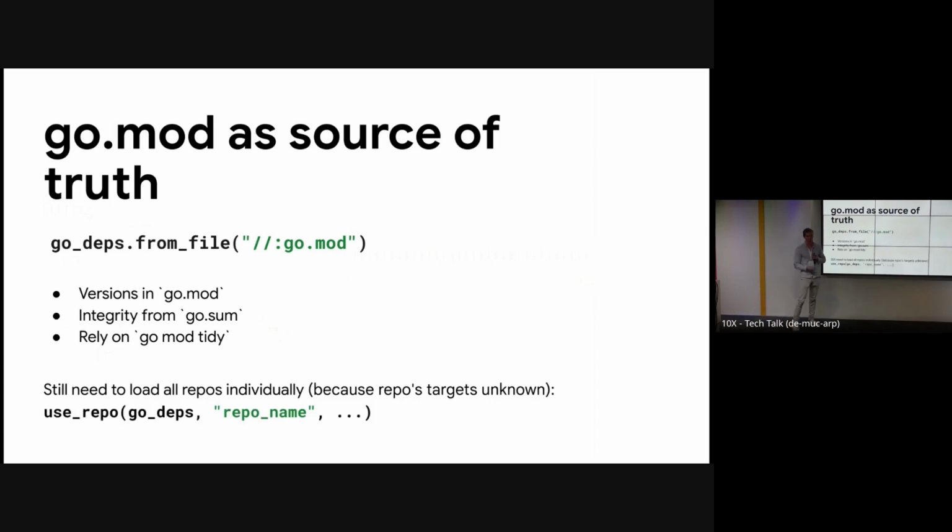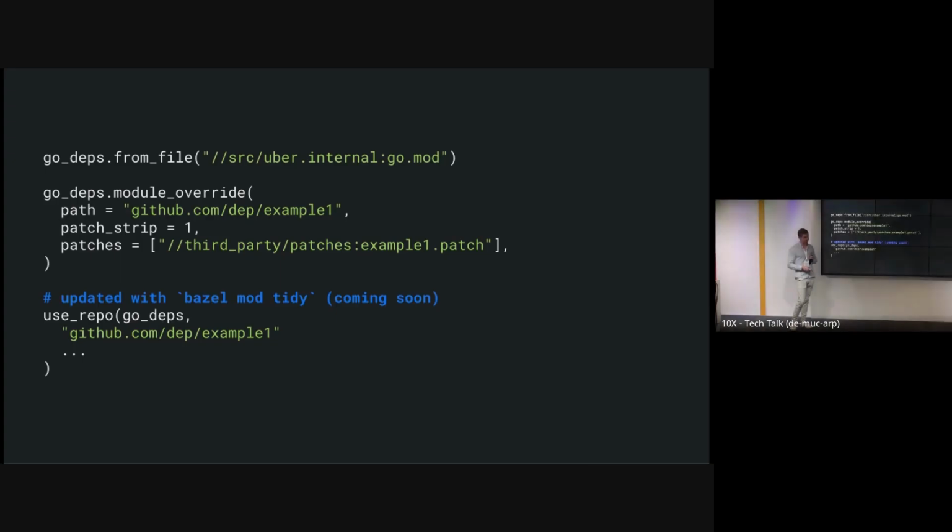One problem is we still have to use use_repo for every single direct dependency we use. This is just a drawback of how Go repositories work. We don't know what labels are in there when we first load it, so we will have to use this for a little bit. But overall, this looks a lot cleaner. We declare our go.mod file, whatever patches we want, and then we, in the future, can run a Bzlmod tidy, which will clean up our use_repo commands. This should be here in 7 or 7.1.